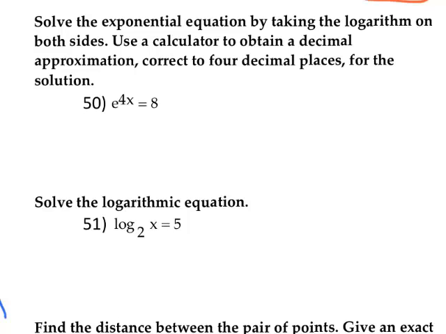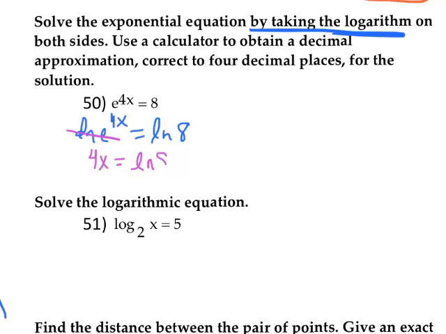Solve the exponential equation by taking the logarithm on both sides. Use a calculator to obtain a decimal approximation. Correct to 4 decimal places for the solution. So it wants us to take the logarithm on both sides, but since this is an e, let's take the natural logarithm of both sides. So we put a natural logarithm in front of what we have on each side. This cancels out because ln and e go together. So this is 4x equals the natural log of 8. So all we have left to do is divide by 4, and we'll get what x is.